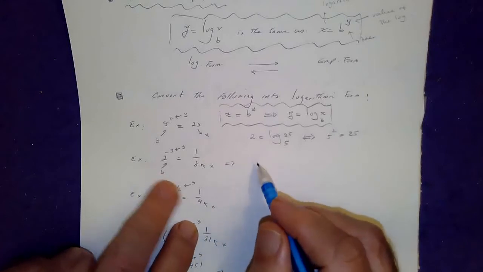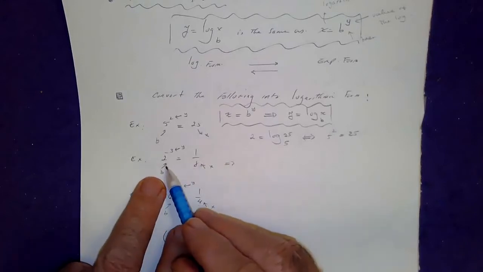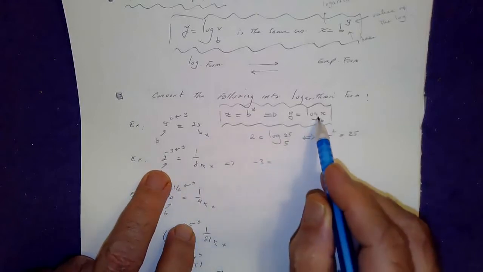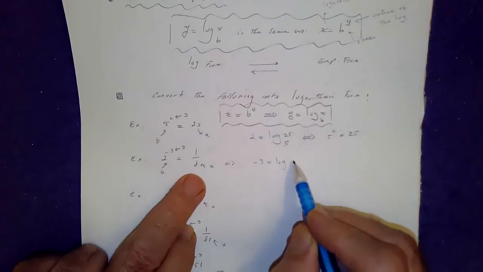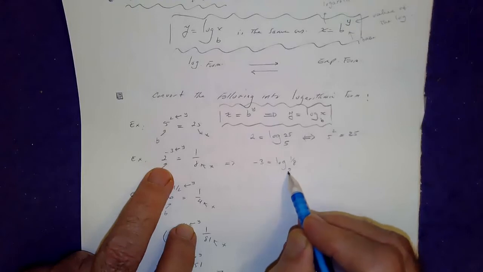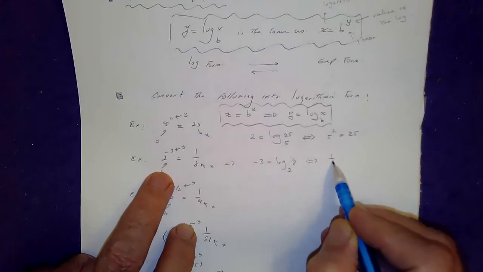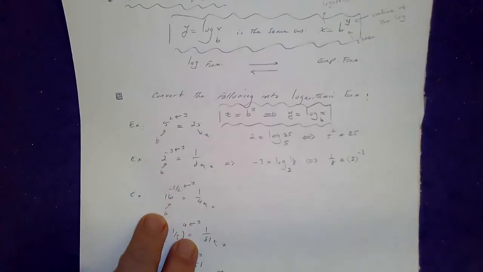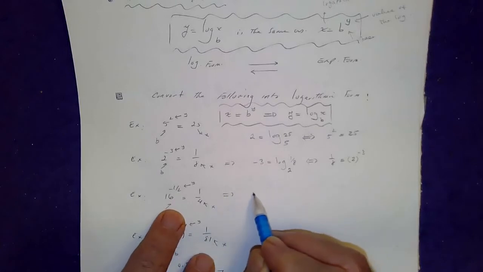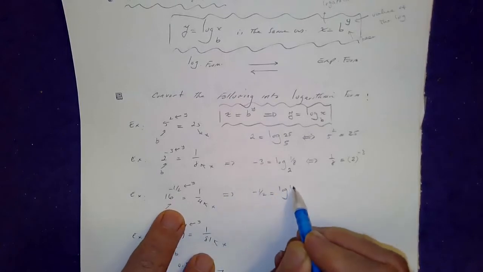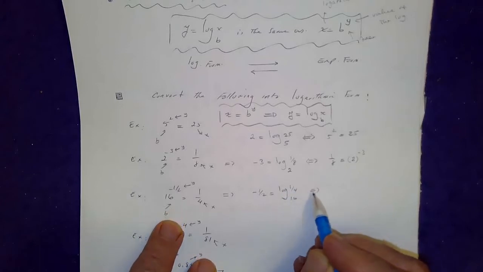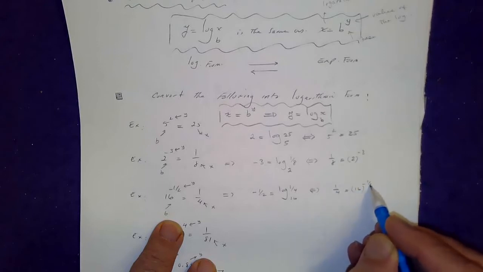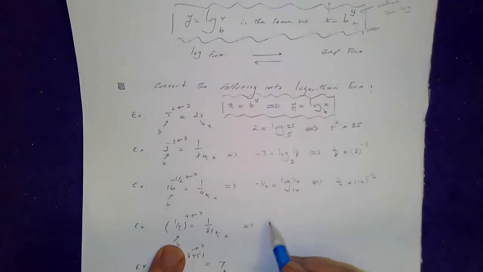Here, what do we have? x is 1 over 8, the base is 2, y is negative 3. So this should be negative 3 equals log of x, which is 1/8, base 2. So this is equivalent to 1 over 8 equals 2 to the power of negative 3. These are identical statements. What about this one? This would be negative 1/2 equals log of 1/4 base 16. In other words, this is exactly the same as 1 over 4 equals 16 to the power of negative 1/2.